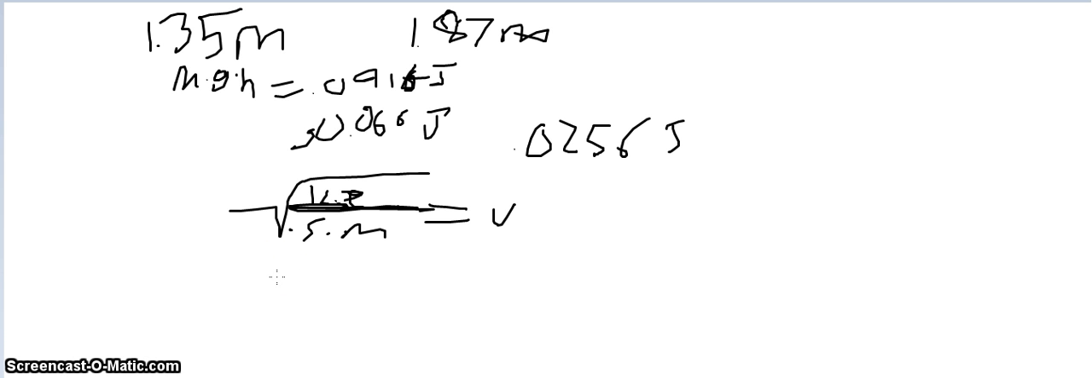So I'm just going to solve it. We take 0.0256 divided by 0.5 times the mass, which is 0.005 kilograms, and we get an answer of 3.2. So the velocity at the top of the first loop is 3.2 meters per second.